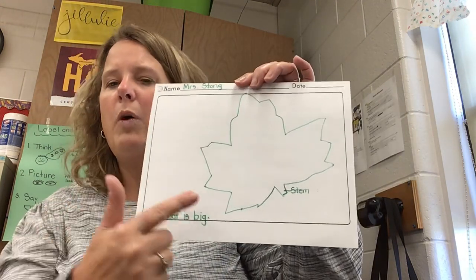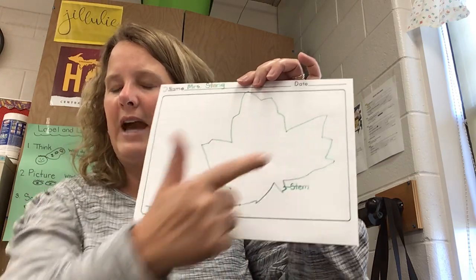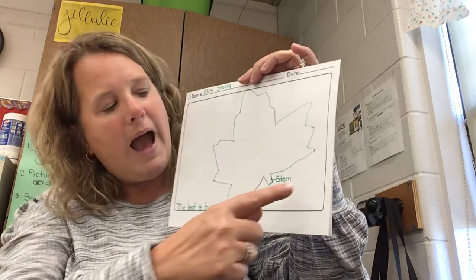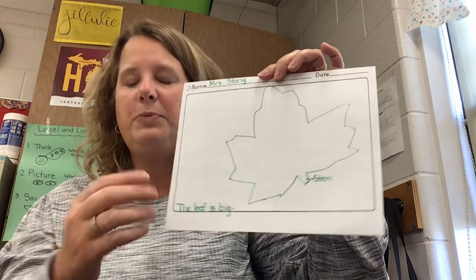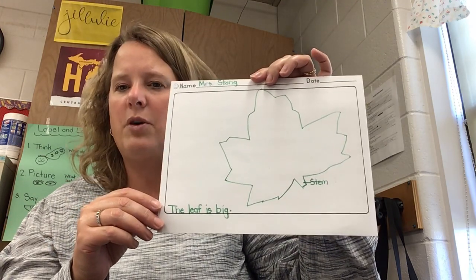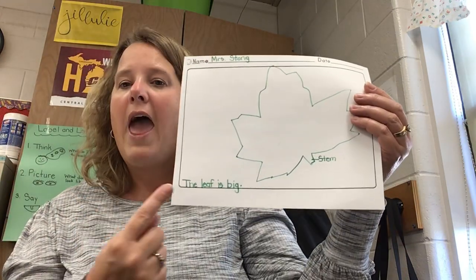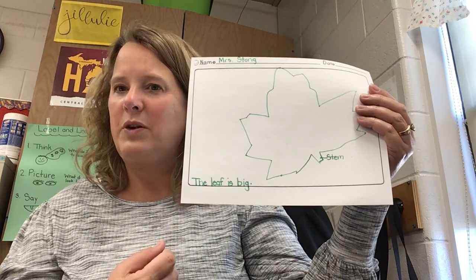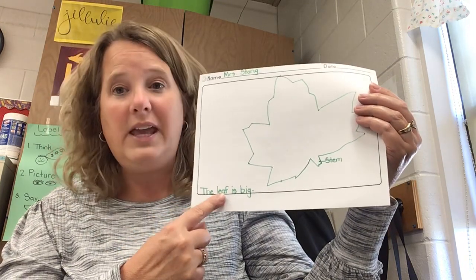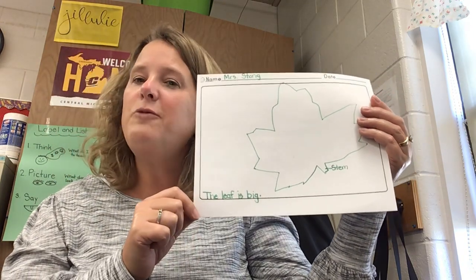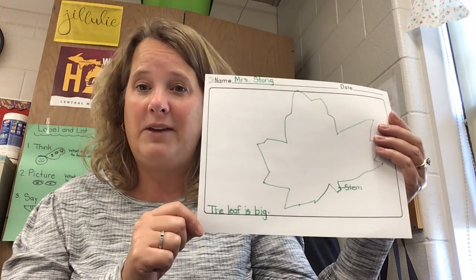So writers, what I did is I did a quick sketch of my leaf. I labeled the stem just because I thought people might be interested to know that. And then I thought about what things did I notice about my leaf? The leaf is big. The leaf is green. The leaf is bumpy. I drew my leaf and I wrote even more words today. The leaf is big. I wrote a whole sentence about my leaf.